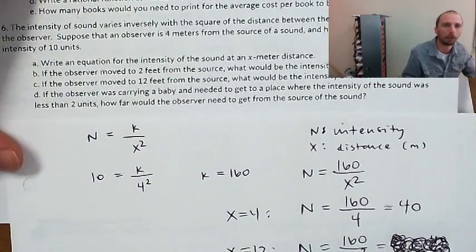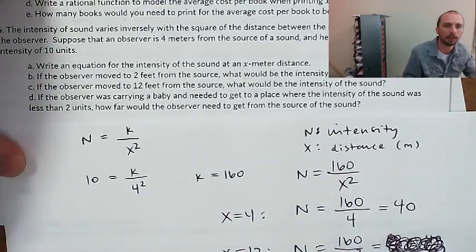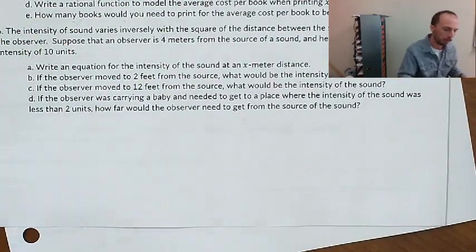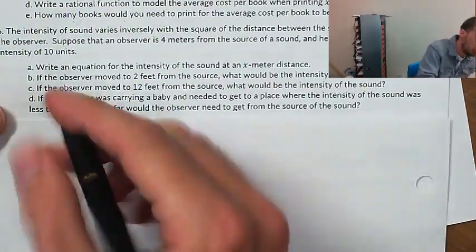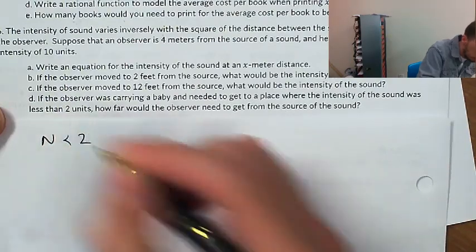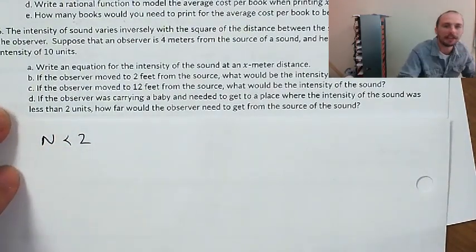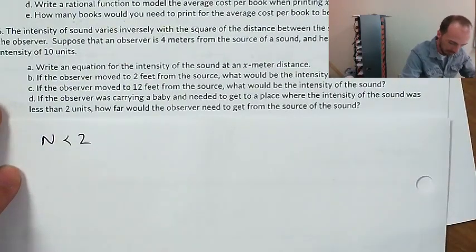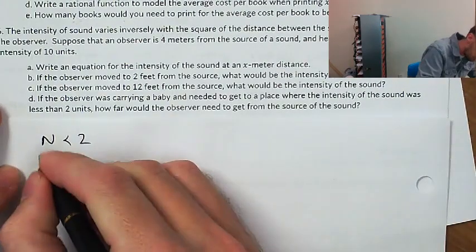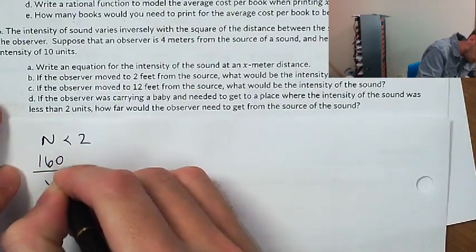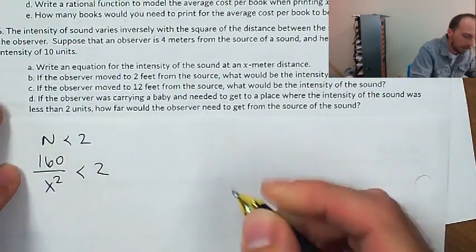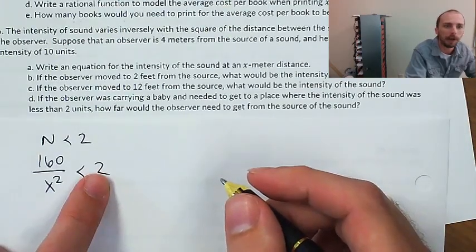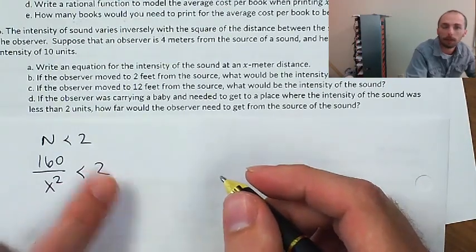Okay, if the observer was carrying a baby and needed to get to a place where the intensity of the sound was less than 2 units, how far would they need to go? Okay, so that's intensity is less than 2. N less than 2. This is the type of rational inequality we're going to solve in this class. We're not going to do a whole lot of it. N is equal to 160 over x squared, is less than 2. Now I'm going to multiply both sides by x squared. That's completely fine because x squared is not going to be a negative number.